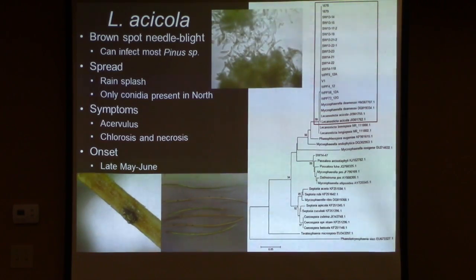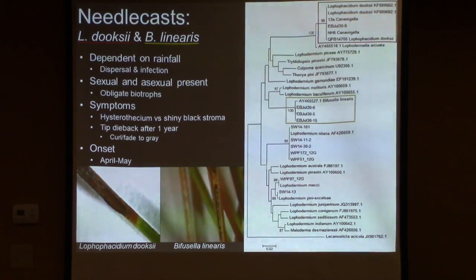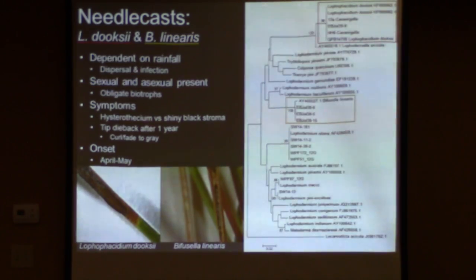And these are just some symptom pictures. This is the acervulus, and these are relative symptomatic needles. The next two are needle cast diseases, Lophophacidium dooksii, known as Dook's needle blight or needle cast, and Bifusella linearis. These have been reported in New England since the early 1900s, but have only been known to be on about 0.1% of the white pine population dating back that far. So we know it's around here, and we know it is causing some of the defoliation, but its onset time is different than that of Lecanosticta, as it's early in the spring. So it doesn't really time up with the defoliation that we are seeing.